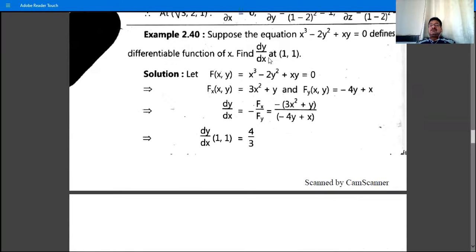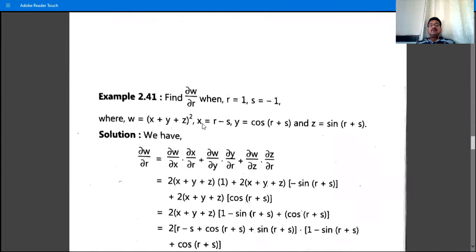If there is such a type of problem, dy/dx, use this formula: minus fx by fy. This is the formula to find dy/dx. So find fx, that is partial differentiation with respect to x, and then partial differentiation with respect to y. If we partially differentiate with respect to x, then y is constant, and if we differentiate partially with respect to y, then x is constant. So we have this answer. Similar problems.